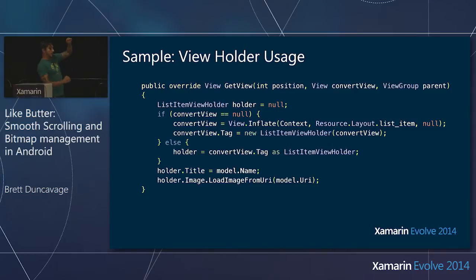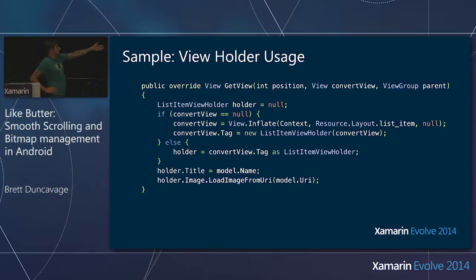Once one goes off, you're scrolling up, one goes off this way, it's going to give that back to your adapter, and you can reconfigure it. So you should only ever be creating instances in here if your convert view is null. This also cuts down on allocations, which will cut down on GC cycles.